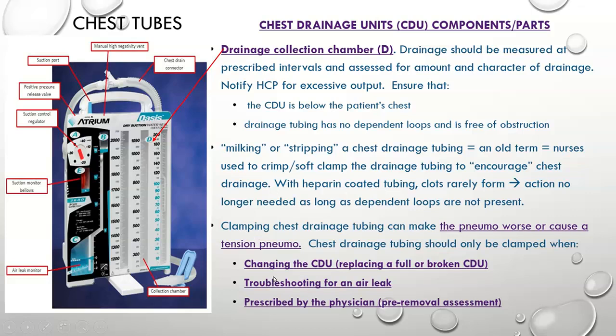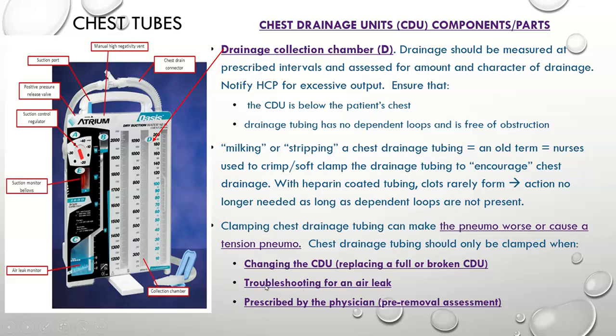So you can clamp the chest drainage when you're replacing a full or broken chest drainage unit. And this makes sense. You don't want air to go in the patient, so it's not like you would disconnect at the chest tube and then say, okay, breathe a whole bunch, patient, and have air re-enter that chest. You would want to clamp that chest tube, remove the tubing, get another one, and then immediately unclamp it. So you're going to do it for seconds. You should have everything ready to go.